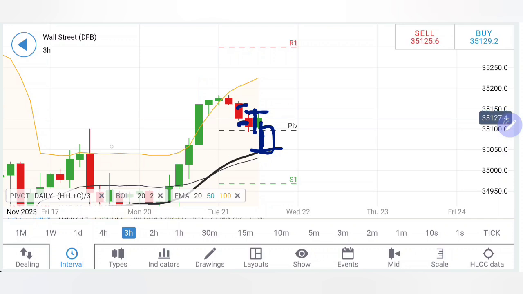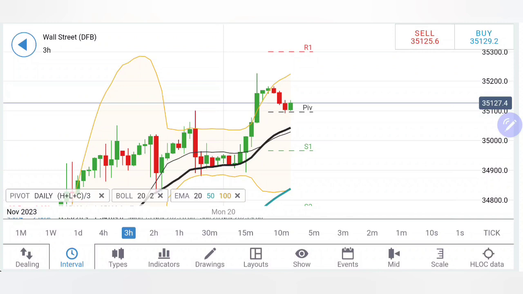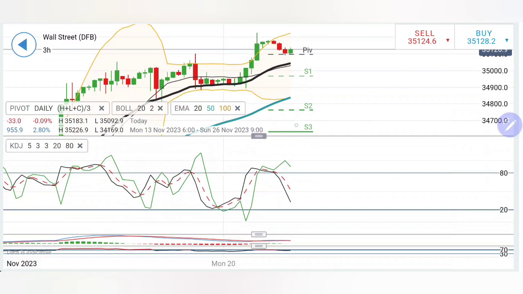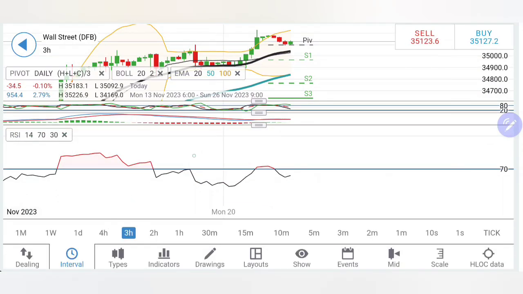Possibility is there that first support levels will be seen at 35,050. Staying below this, certainly the bears will take over for 34,950, 900. At any point of time, if you see US30 staying below 34,900 levels, treat this as a bearish breakout. The stochastic is looking downwards. MACD is in green, trying to cross over for a sell. RSI is flat near the top.